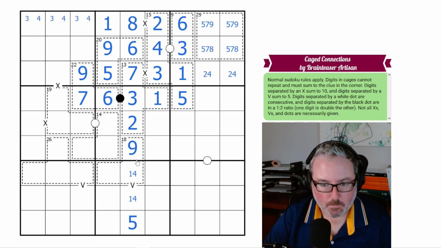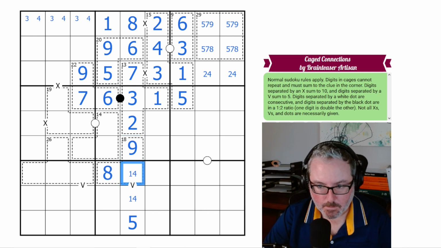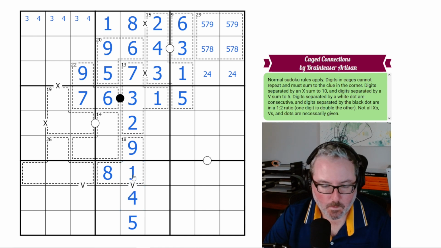Now, further to this, we know the 9 is already there. So if this was a 1, this would have to be an 8. If this was a 4, that would give us 13. This would have to be 5, and we can't do that. So therefore, this is 8, and this is 1 and 4. There we go. Now, can we figure out what these two digits are?